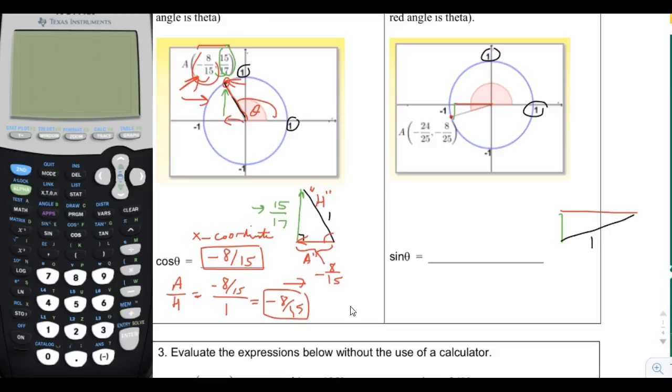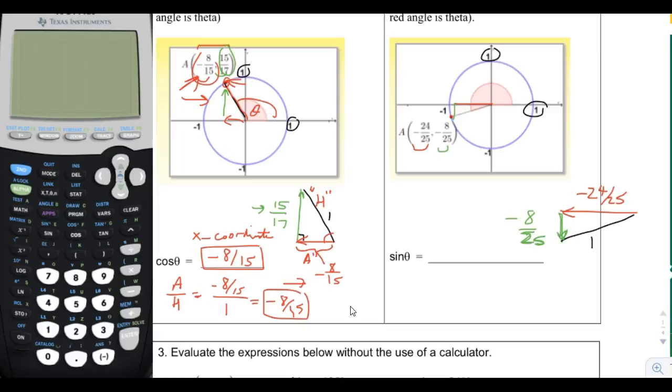How long is the red line? Well, the red line corresponds to the x-coordinate, which is negative 24/25. So the length here is negative 24/25. How can the length be negative? Well, they just say it's negative because it's extending to the left. What about the green length? The green length is negative 8/25. Why is it negative 8/25 instead of positive 8/25? Because it's going down. When lengths go down in the unit circle, they are also negative.